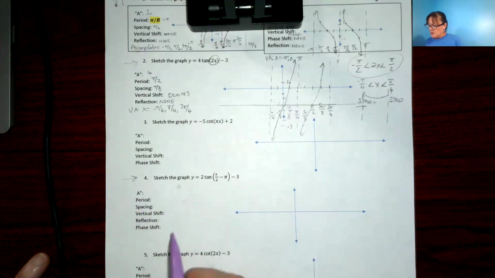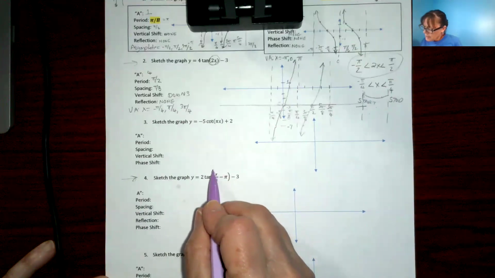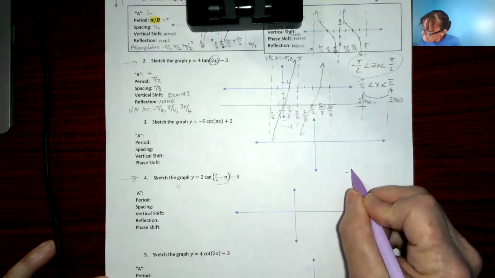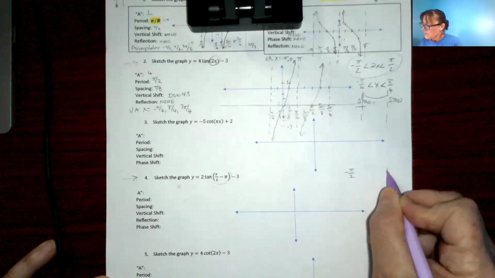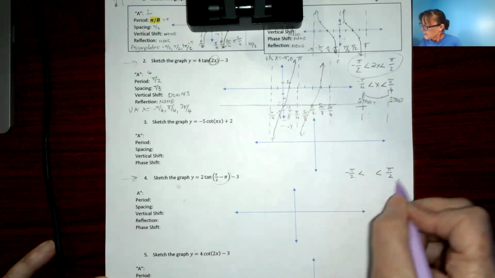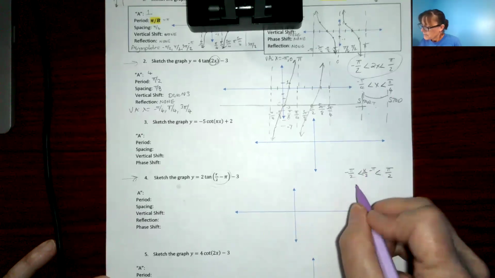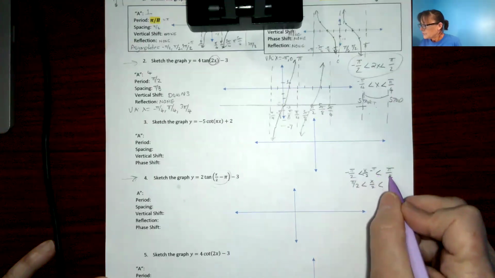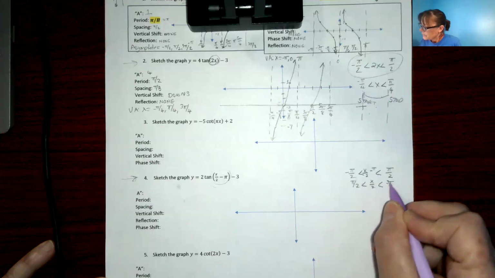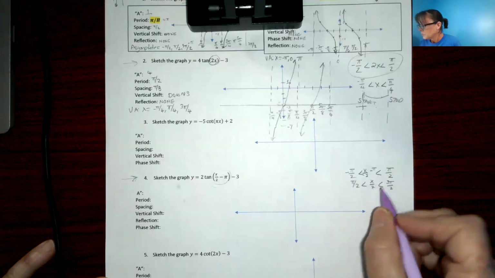Another tangent one. So what I'm going to do this time is say, tangent is tricky, so I'm going to take all of this mess and put it in between the interval that I know it normally runs. x over 2 minus pi. So I'm going to add pi to everybody. Negative pi over 2 plus pi gives me positive pi over 2. Pi over 2 plus pi gives me 3 pi over 2. Now I'm going to solve for x, so I need to go through and multiply everybody by 2.